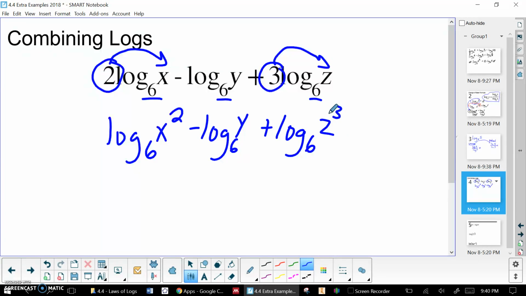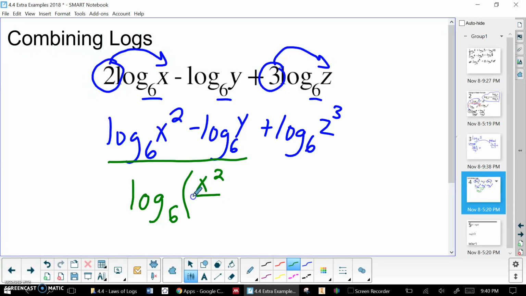Now I can go through and start one at a time combining these logarithms. Here, I've got two logarithms that are subtracted. And so that's going to let me combine these as one logarithm, log base 6. And now I'm going to have x squared over y. It's going to turn it into a division problem. And then I've still got plus log base 6 of z to the third.